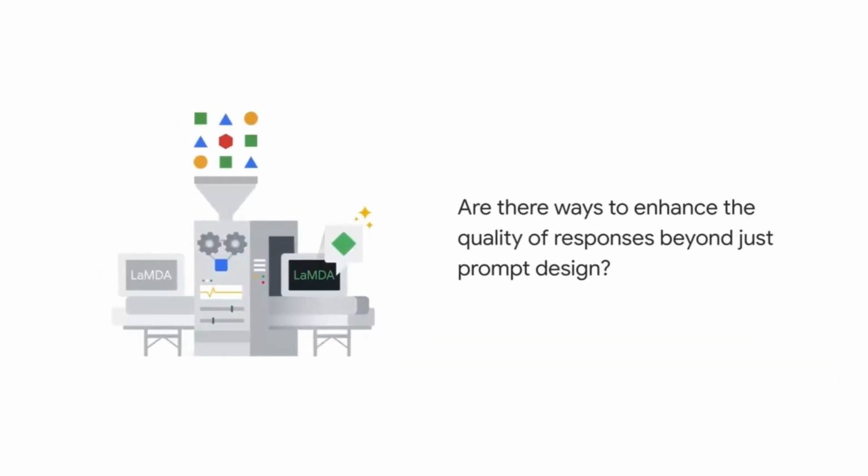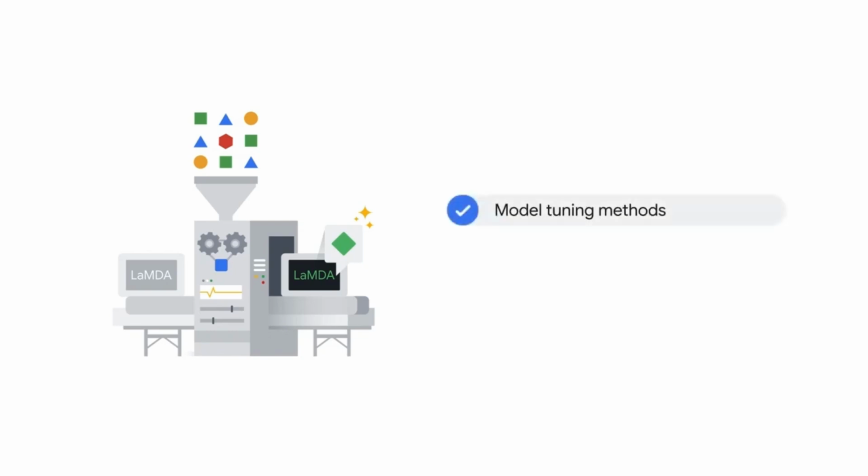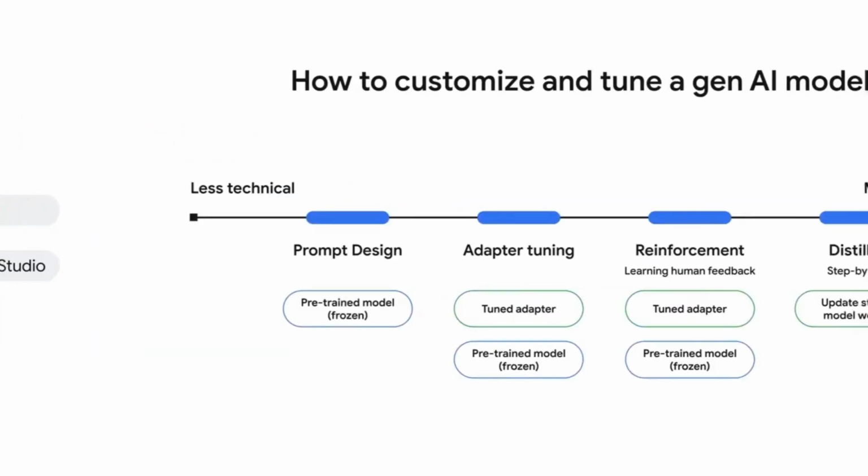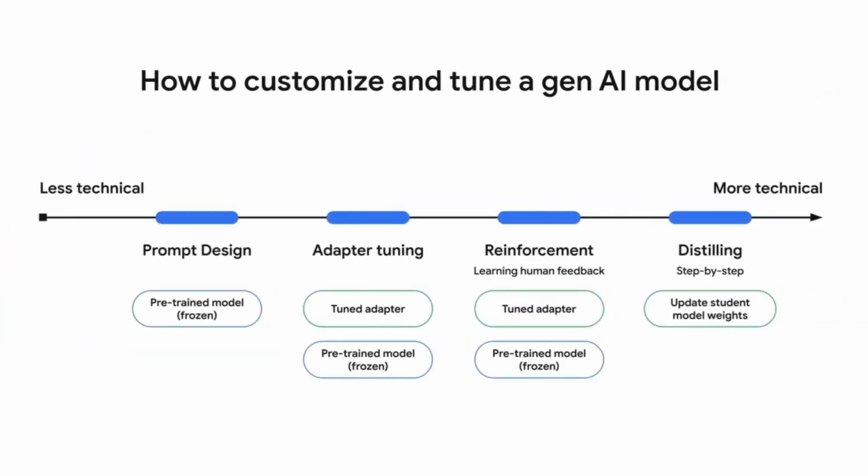If you've been prototyping with Gen AI models like an LLM, you might wonder if there are ways to enhance the quality of responses and tailor them to specific domains beyond just prompt design. Here comes model tuning. Let's explore the different tuning methods and how to use Vertex AI Studio to launch a tuning job. You have different choices to customize and tune a Gen AI model, from less technical like prompt design to more technical like distilling. Let's explore them one by one.